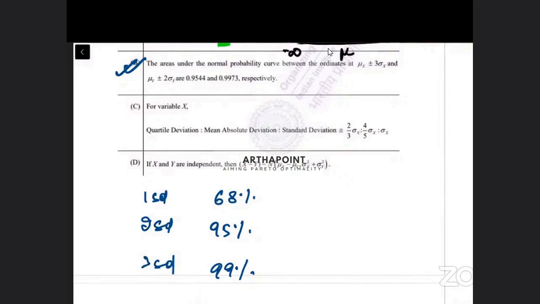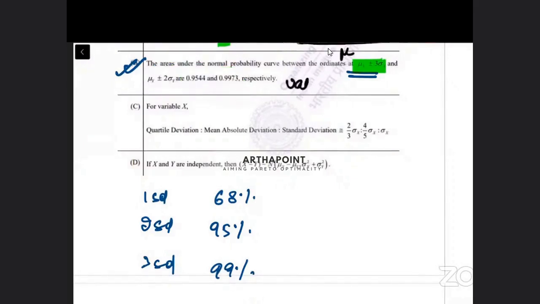Now it says that the area under the normal probability curve between ordinates mu plus minus 3 standard deviation. So 3 standard deviation के अंदर कितना था? 99%. But this is saying 95%. So this is incorrect. And then it is saying plus minus 2 standard deviation में 99. This is also incorrect. Plus minus 2 standard deviation should be 95. So they have actually reversed these values, right? Therefore, this is an incorrect option because the values have been reversed.